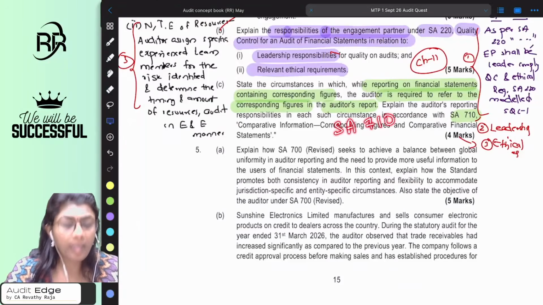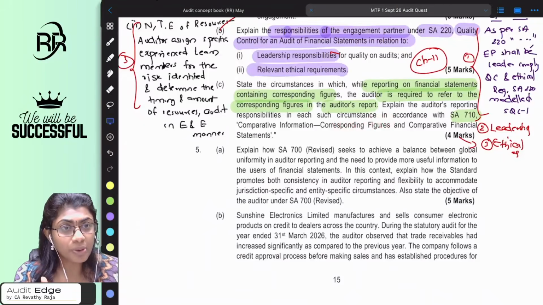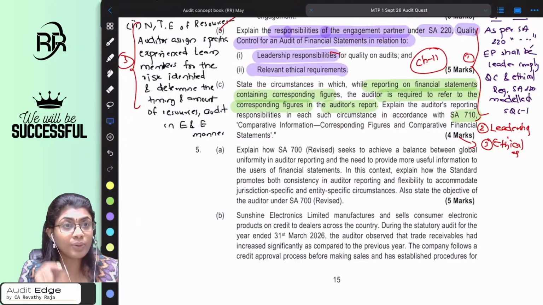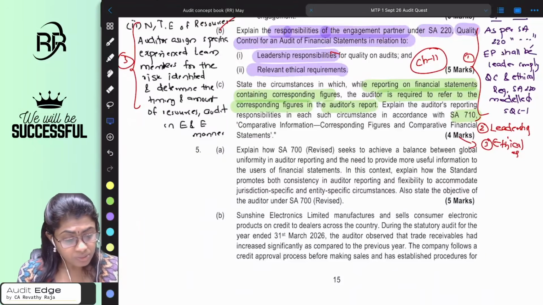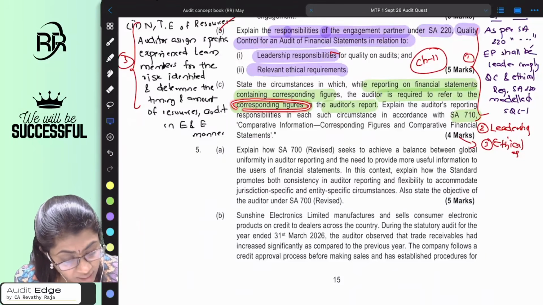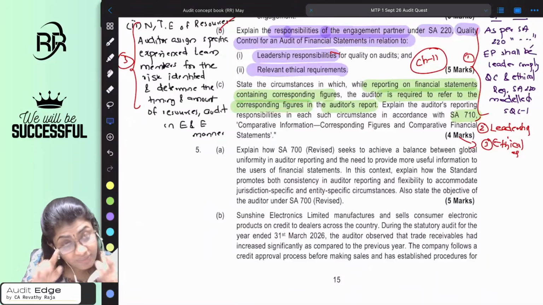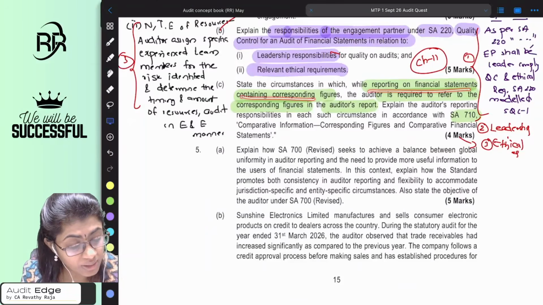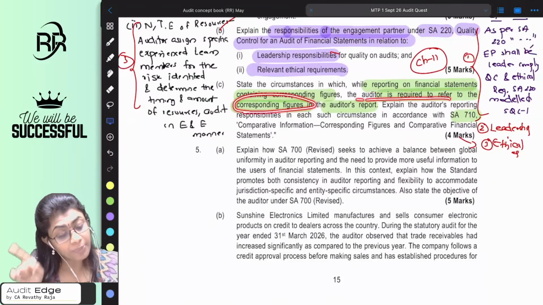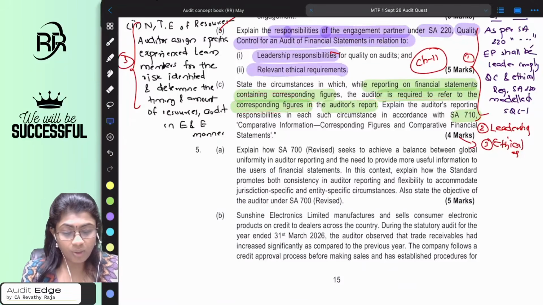So as per SA 710, you know, right? There are two approaches, corresponding figures and comparative FS. In corresponding figures, the auditor's opinion shall refer only to the current period, and shall not refer to the prior period except in three cases. Whereas in comparative FS, the auditor's opinion shall refer to each period. Here they have asked regarding the corresponding figures, where he will refer to the previous year. Watch out: when reporting containing corresponding figures, when the auditor is required to refer to the prior year, you have to explain.